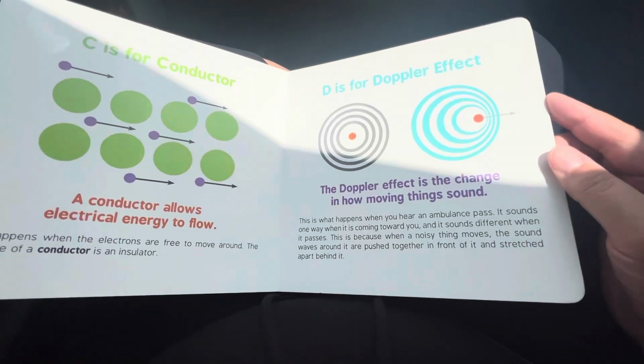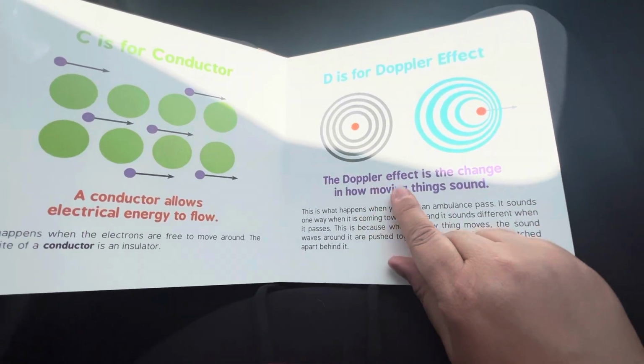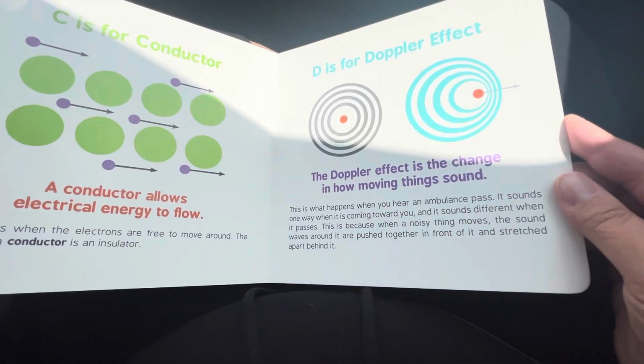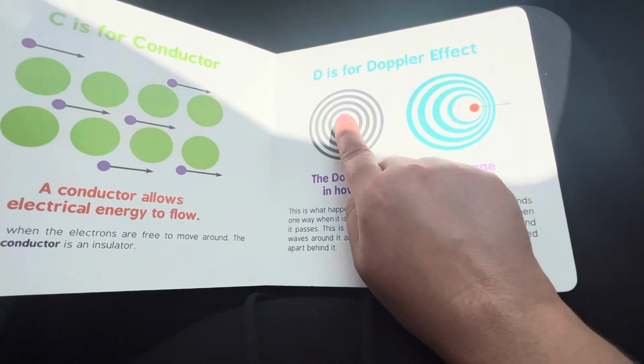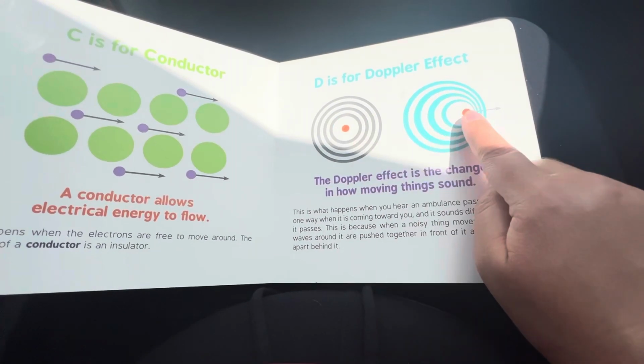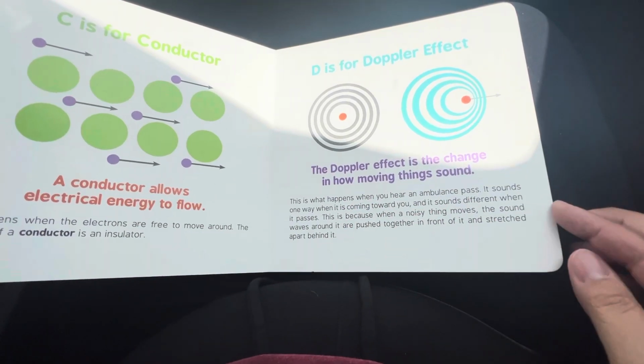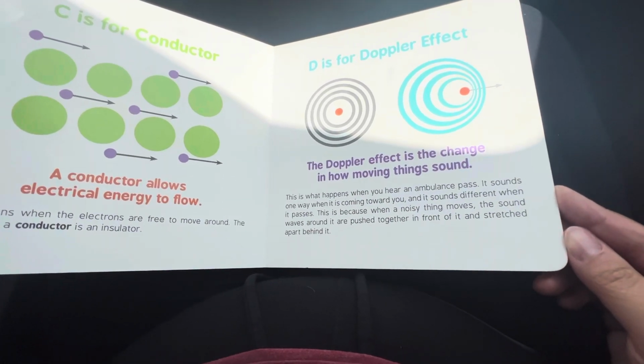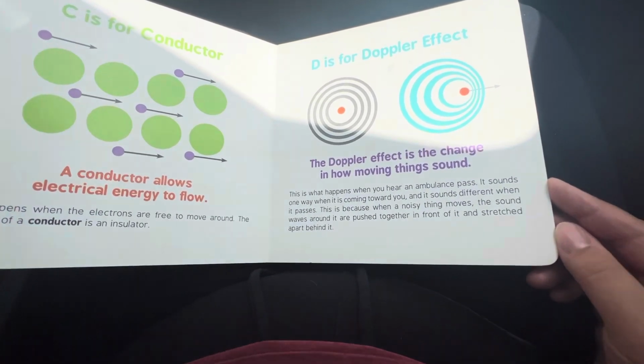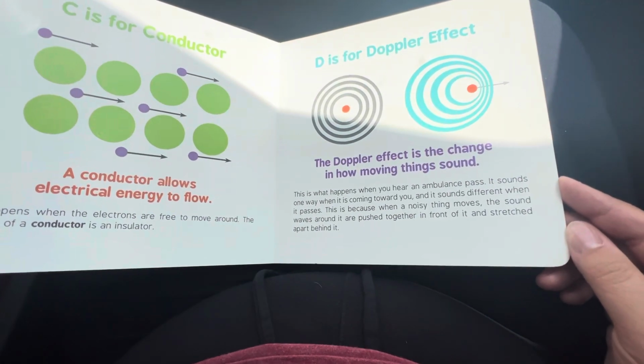D is for Doppler effect. The Doppler effect is the change in how moving things sound. So this would be if there's no movement, and this is if there is movement. This is what happens when you hear an ambulance pass. It sounds one way when it is coming towards you, and it sounds different when it passes.